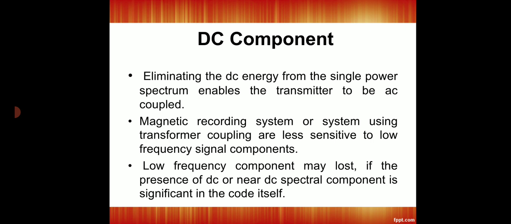Here, in the DC component, this eliminates the DC energy from the signal power spectrum and enables the transmitter to be AC coupled. Mainly, this system can be recorded, and the transformer couplings are very less sensitive to the low frequency signal components. Hence, this low frequency component may be lost or varied if the presence of the DC or near the DC spectral component is significant.